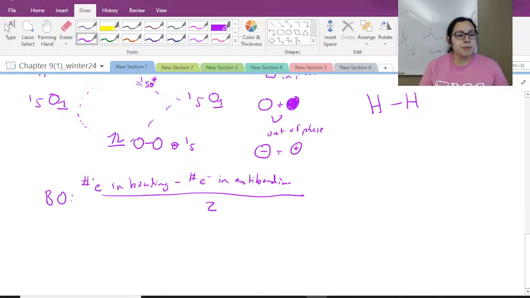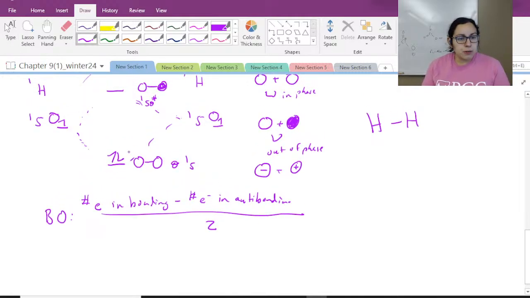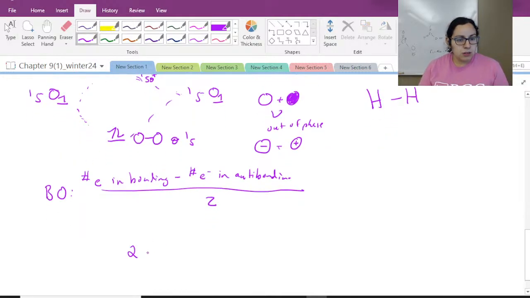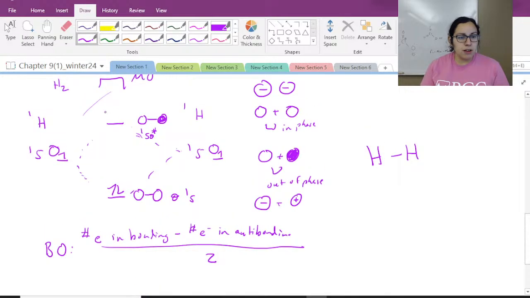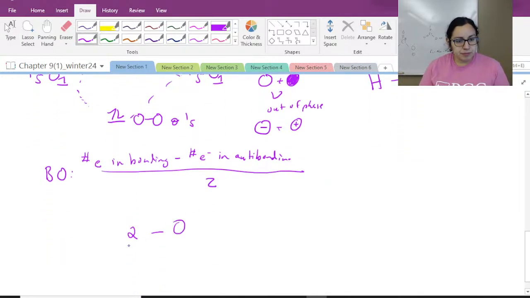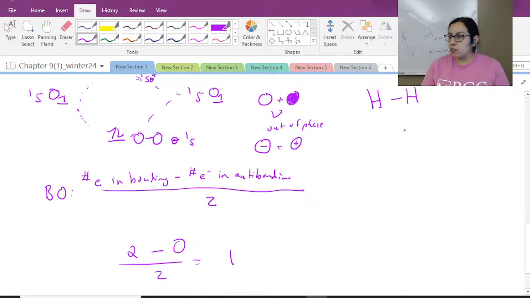So let's see. And so we have 2 electrons in our bonding orbital. Again, that's our sigma bonding. So sometimes we may have non-bonding orbitals. So 2 minus, so we have none in our anti-bonding. And then divided by 2. And so that also gives us a bond order of 1. And so that's good, right? That all matches. Nothing tricky is going on.